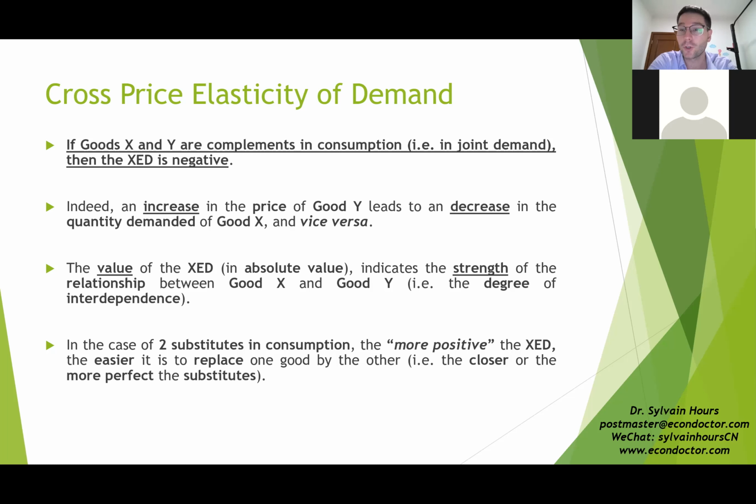And that's the same thing for complements. If you calculate the XCD and you see that it is very negative, -2, -3, -4, this means that essentially it's very important to have the products together. You can't really have one without having the other. So for example, if you have a remote but no batteries, that's a big problem. Yes. If you have a razor but no razor blades, that's also a big problem.